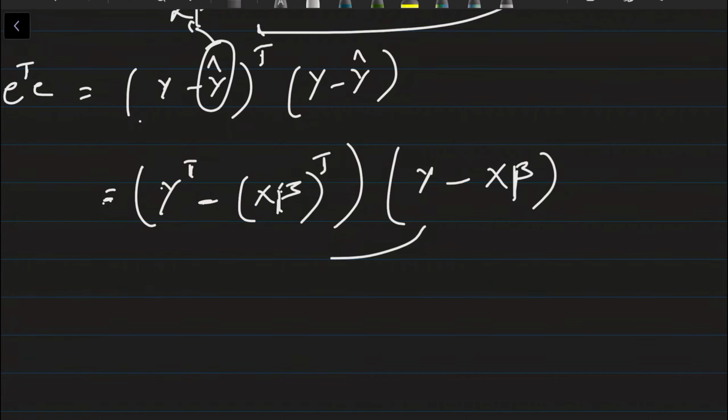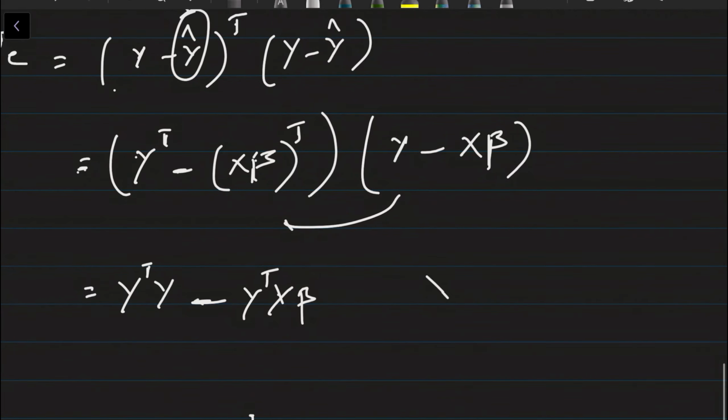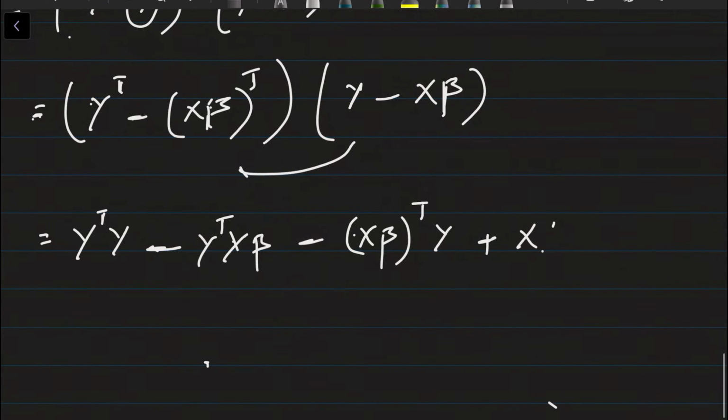So let's multiply both the things. Okay, so now it is represented as Y transpose into Y, minus Y transpose into X beta, and then minus X beta whole transpose into Y, plus X beta whole transpose into X beta.